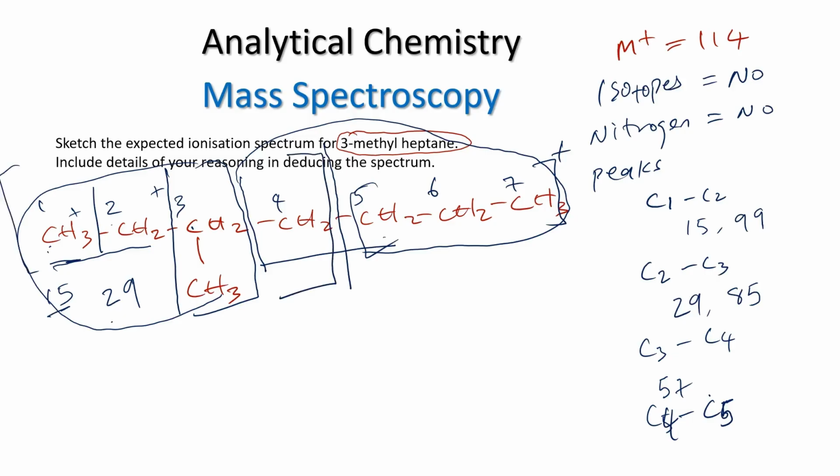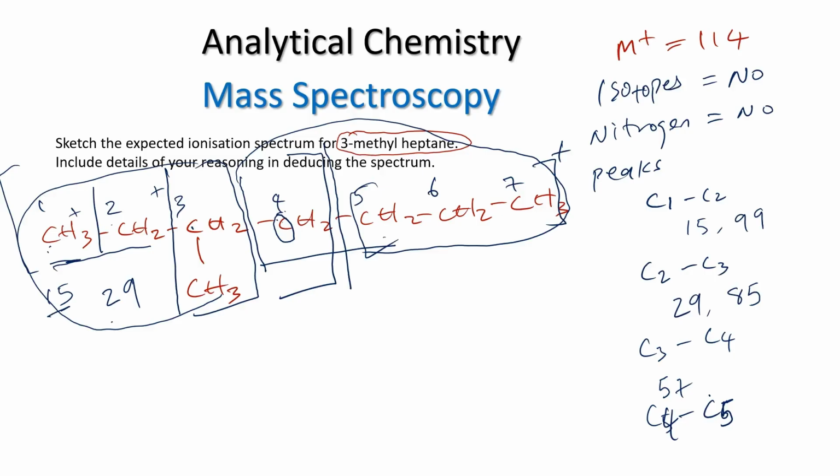That is a 2-methyl butyl carbocation. Remember, we're also going to have a base peak at carbon number 4, because it's also a stable carbocation. So we're going to have a prominent peak at carbon number 4 as well.